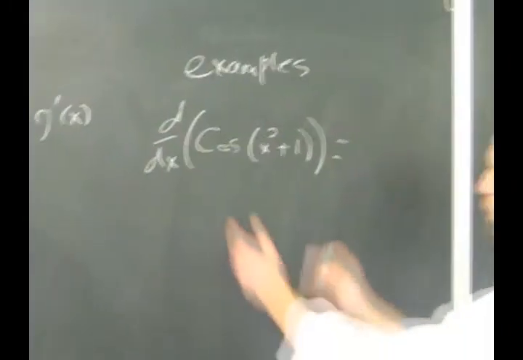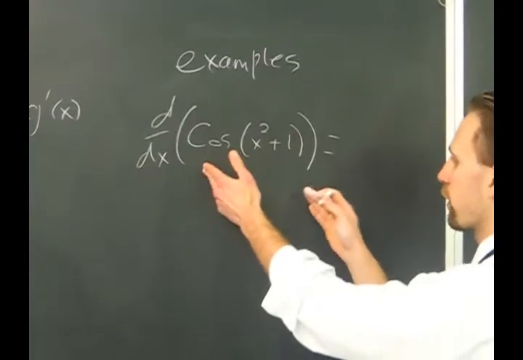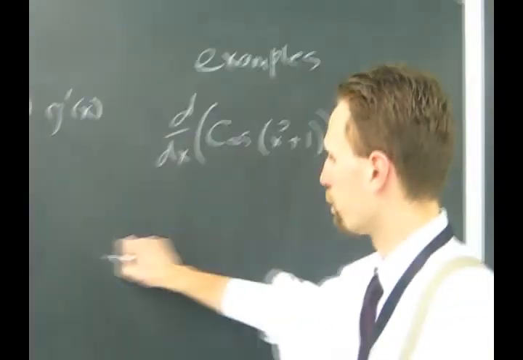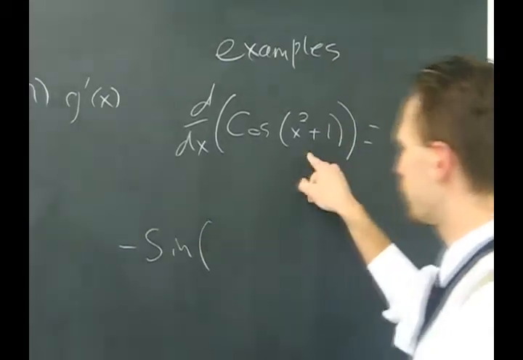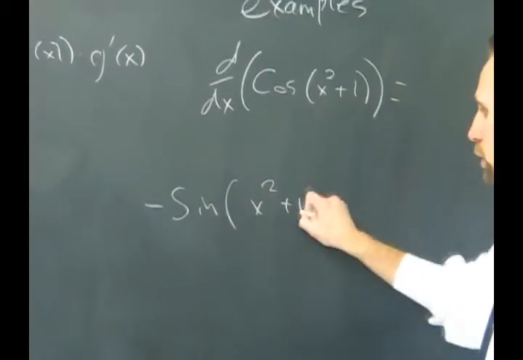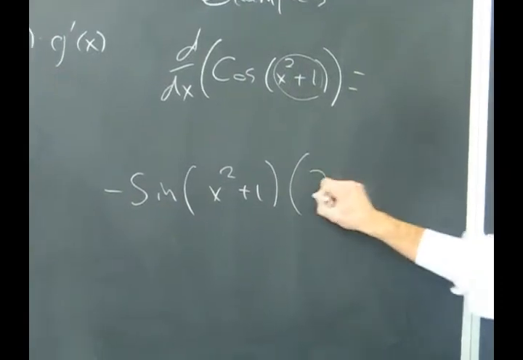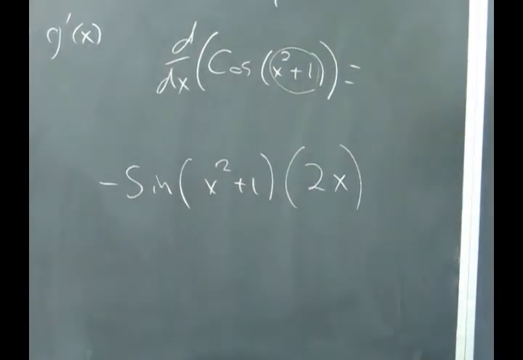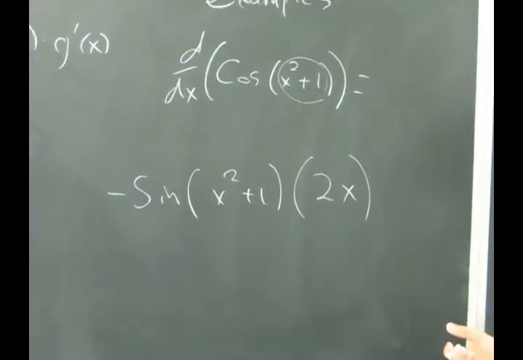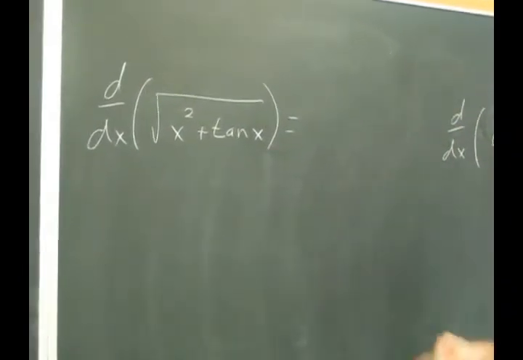With this here, you have an outside and the inside. The outside is cosine, whose derivative is minus sine, keep the inside, x squared plus 1, multiply that by the derivative of the inside, 2x. And that's it. If you can identify the inside and outside, it's all over. Got another one here. This thing.